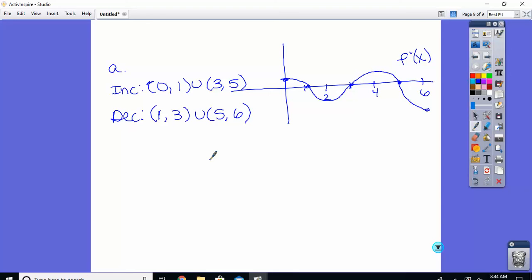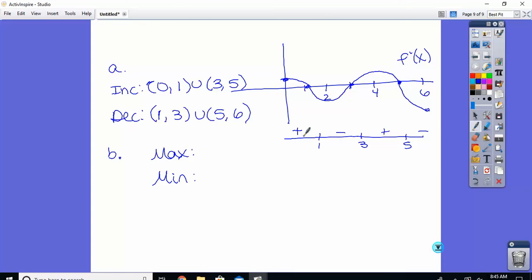The second question I asked is where does it have a maximum or minimum? I didn't ask you to specify which is which, but I'm going to right here. Think about this in terms of your sign line. Your derivative was 0, so your critical points were at 1, 3, and 5. Okay, your derivative was positive, negative, positive, negative.